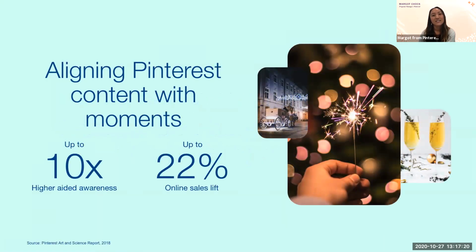Aligning your Pinterest content with the right moments that people are searching for is super important. This includes the big moments of Christmas and Hanukkah, but it also includes the everyday moments in between. These are some stats that we've seen for ads, but they're still super supportive of this notion, which is that content aligning to moments can help your brand gain up to 10x higher branded awareness and up to 22% online sales lift.